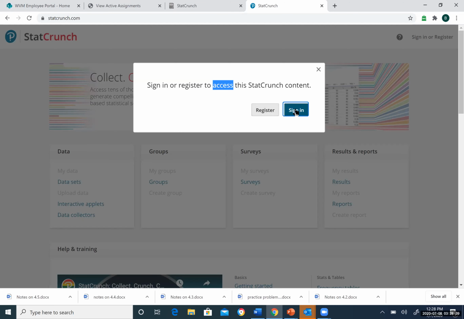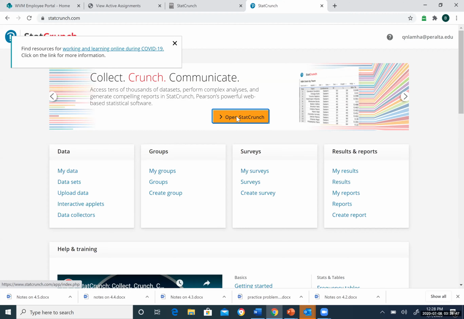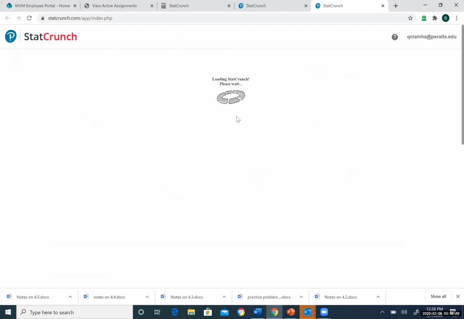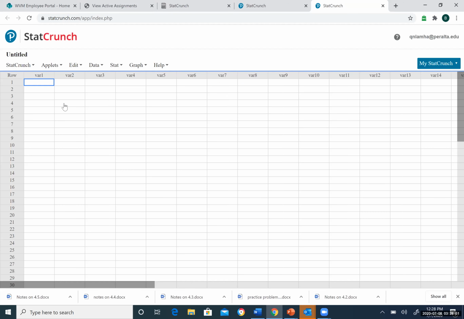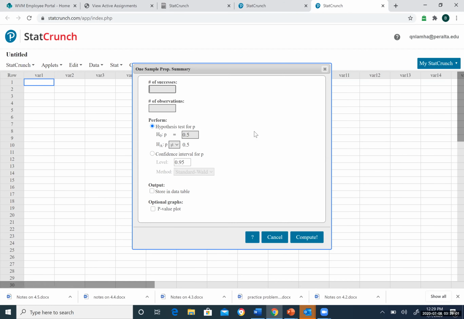Let me sign in one more time. Now I open StatCrunch. When you open StatCrunch, you go to Stat, and you go to Proportion Stat. You go to One Sample with Summary. You click that, and here you make sure you enter your data.